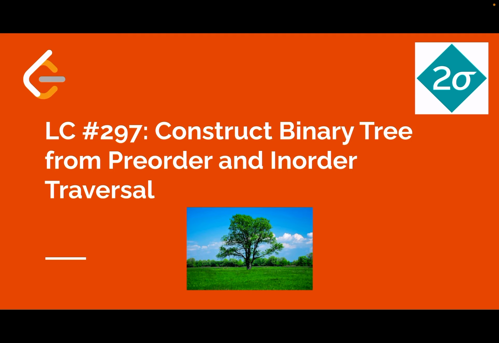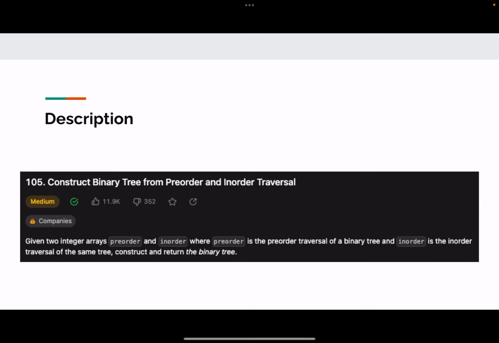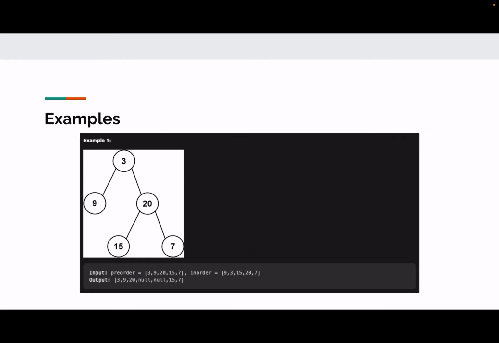Today we're going to be going over LeetCode number 297, construct binary tree from preorder and inorder traversal. Given two integer arrays, preorder and inorder, where preorder is the preorder traversal of a binary tree and inorder is the inorder traversal of the same tree, construct and return the binary tree.